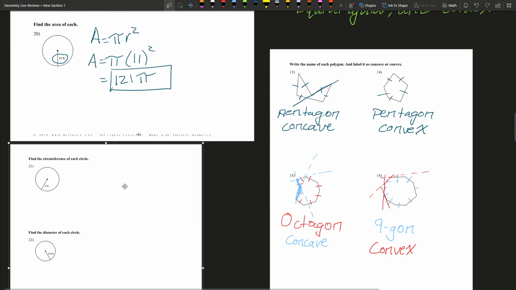Find the circumference of each circle. Circumference is equal to 2 pi r. So 2 pi times the radius. Our radius in this case is 2. So c is equal to 2 pi times 2. If we multiply 2 by 2, we get 4. So c is equal to 4 pi.